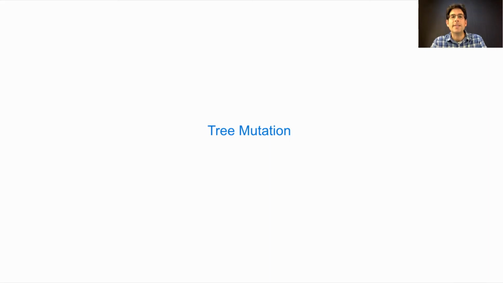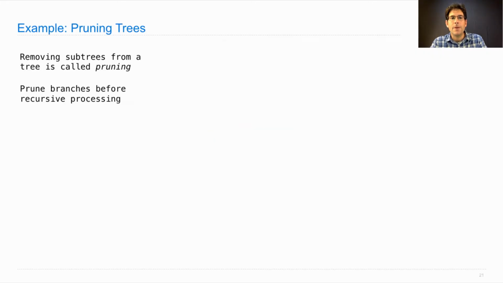Here's a tree processing example where we actually change the tree instance. Removing some of the subtrees of a tree is called pruning. Either you remove some of the branches, or remove some branches of the branches, etc.